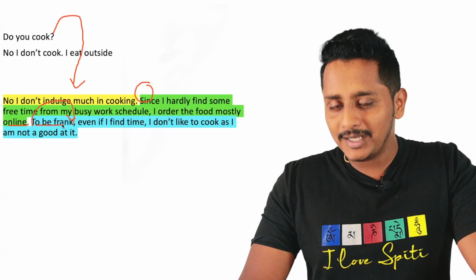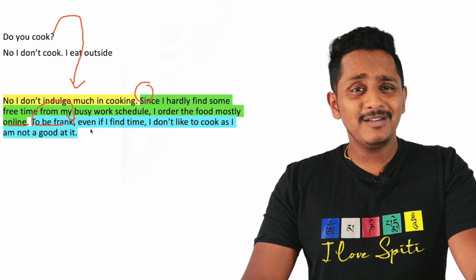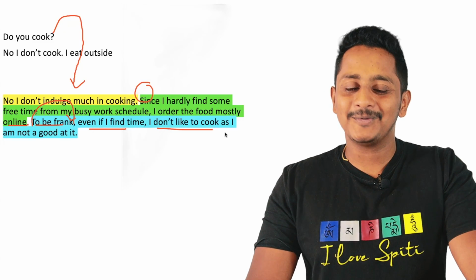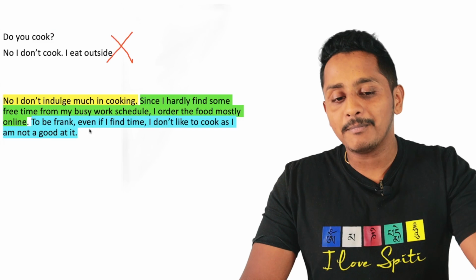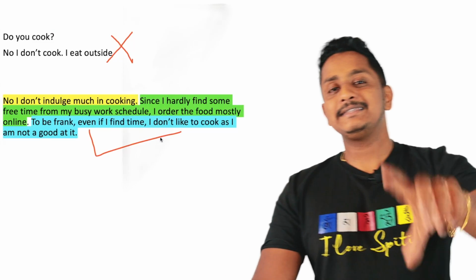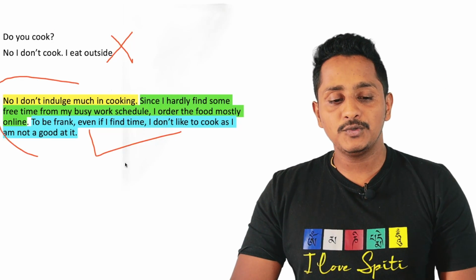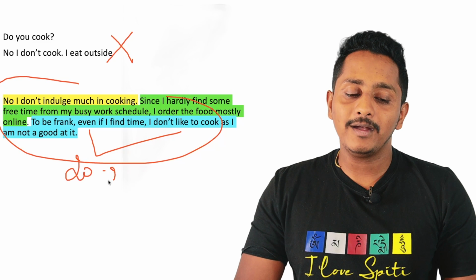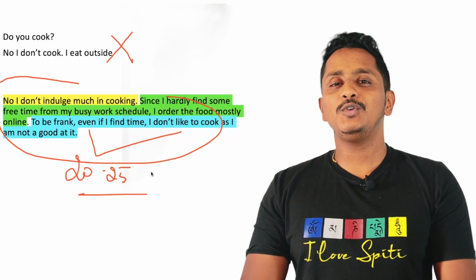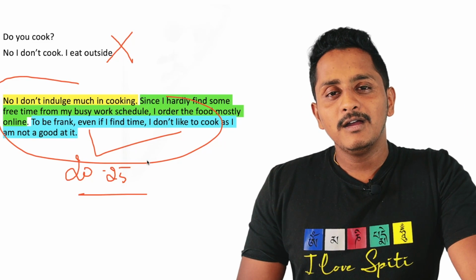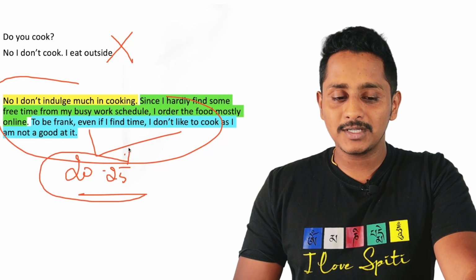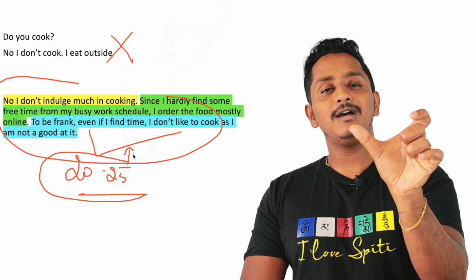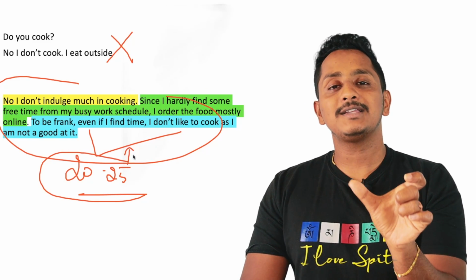I am continuing with an additional idea. To be frank, even if I find time, I do not like to cook as I am not good at it. So, the first answer is not going to give you marks, but this will, and this is the template which makes you speak for 20 to 25 seconds on average. You can practice. For a part 1 question, the answer will be 20-25 seconds using this template: main idea, supporting idea, additional point or conclusion or example.